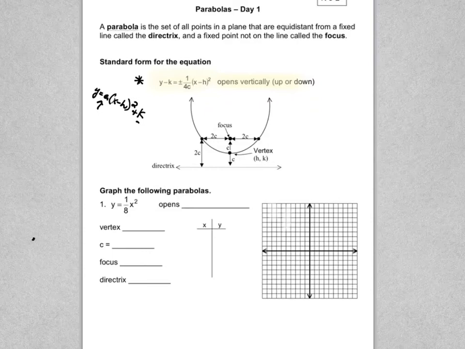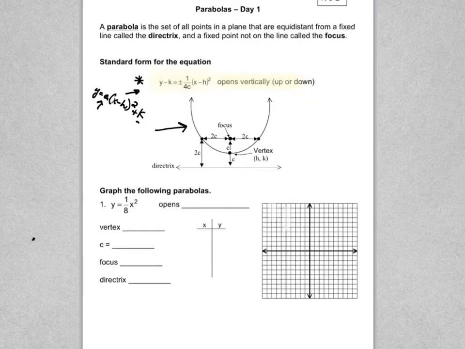Well, what's happened as we go from this formula to this formula is my k is moved over, so now it's y minus k. And instead of a, we have the plus or minus 1 over 4c. Because we've expanded on that a little bit, we can get more information on a graph. Looking at this example, what we'll need to do is find c. We'll take that number in front and we'll find c.